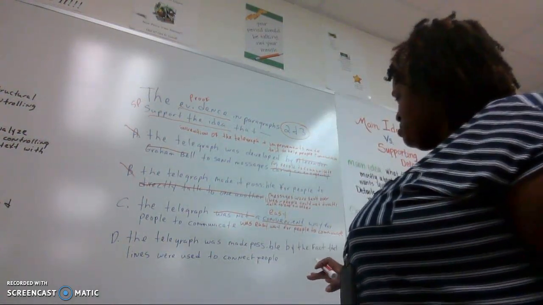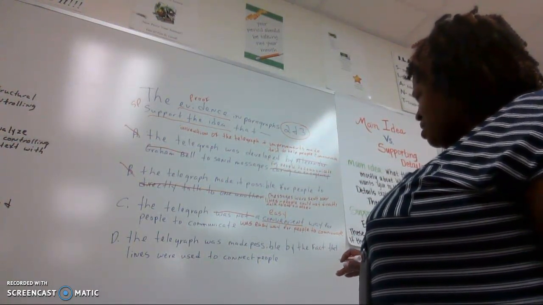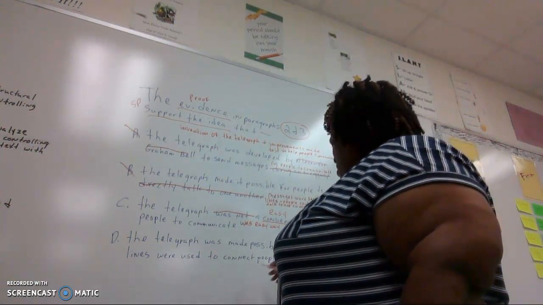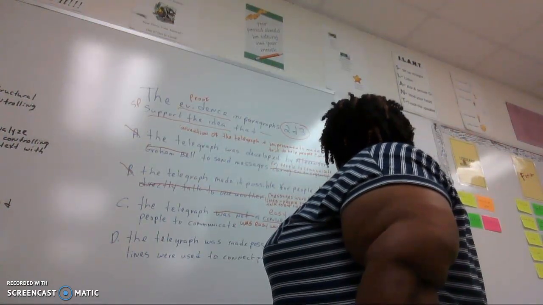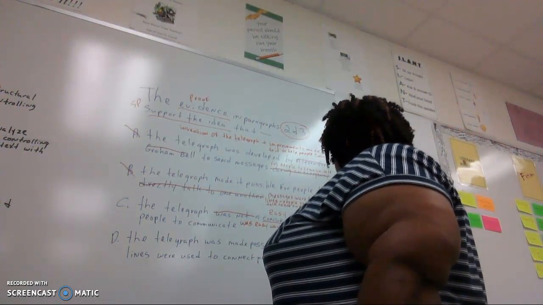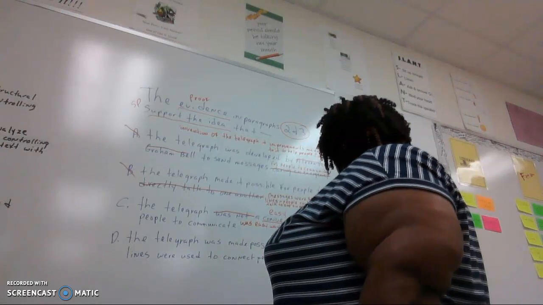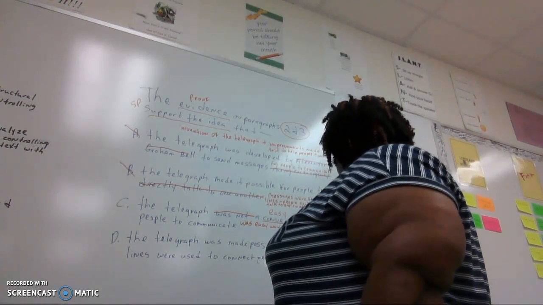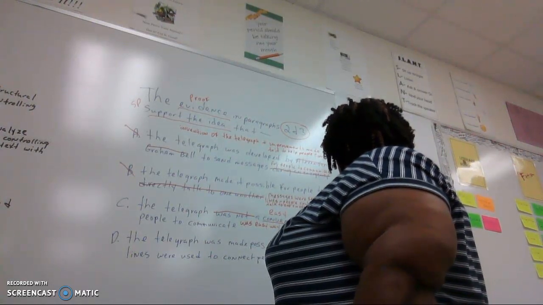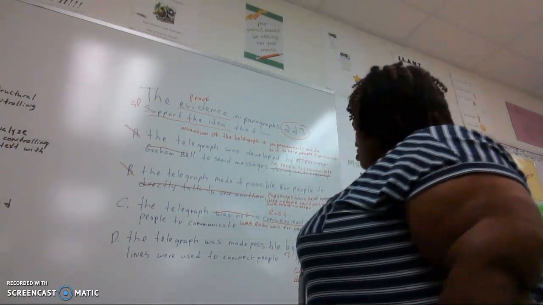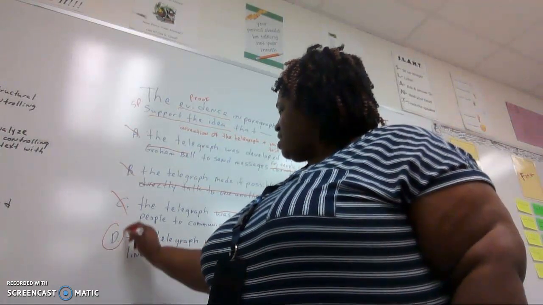The telegraph was made possible by the fact that lines were used to connect people. Connect people. They placed lines. Lines were used to communicate. So communication does connect people. So based on the evidence, D is my answer.